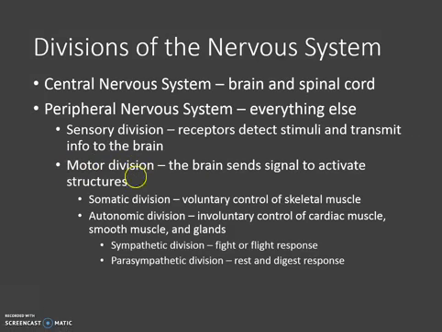Within the motor division, we can also break it down into a somatic division and an autonomic division. The somatic division controls the voluntary control of skeletal muscle. The autonomic division is automatic, and it's involuntarily controlling cardiac muscle, smooth muscle, and glands. And then the autonomic division can further be broken down into the sympathetic division and the parasympathetic division. We'll talk about each of these in more detail on the following slides.